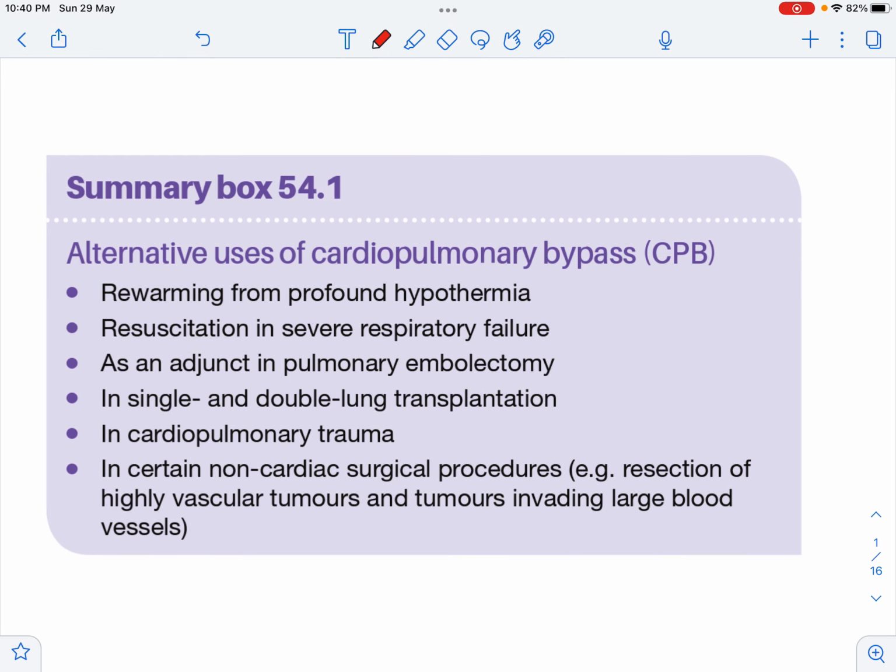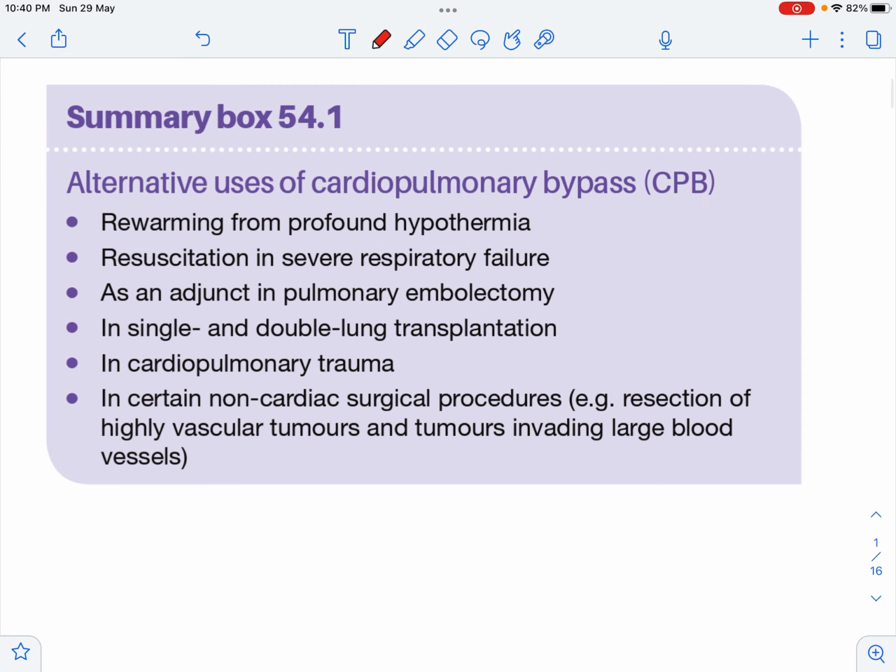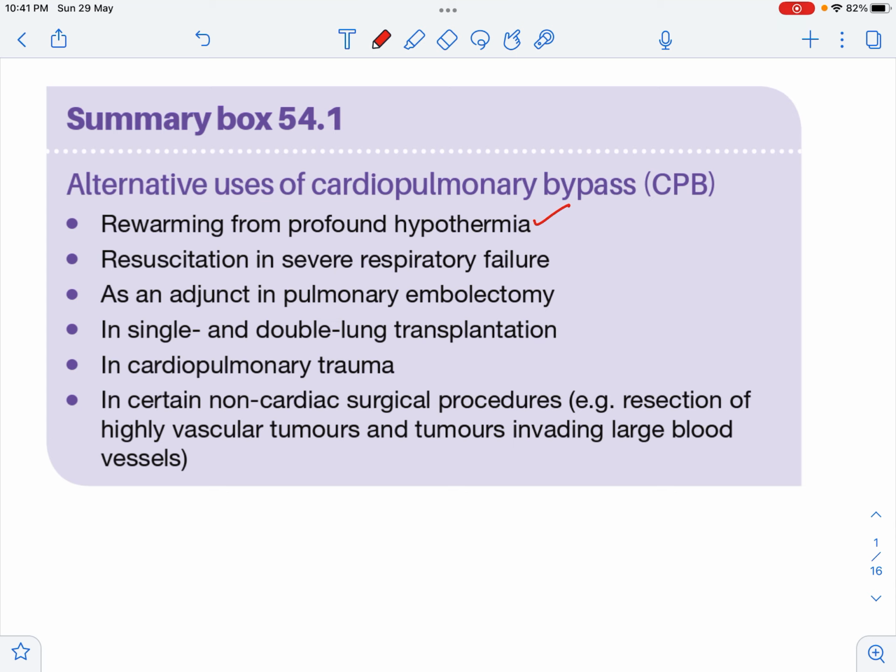Now, this box, which is taken from Bailey and Love, it enumerates the alternative uses of a CPB machine. So, rewarming from profound hypothermia. Now, supposing there is a patient who has been trapped in snow or who has become hypothermic and you need to rewarm the patient, you can use this cardiopulmonary bypass machine to rewarm the patient. How it is used, we will be discussing during the course of the video.